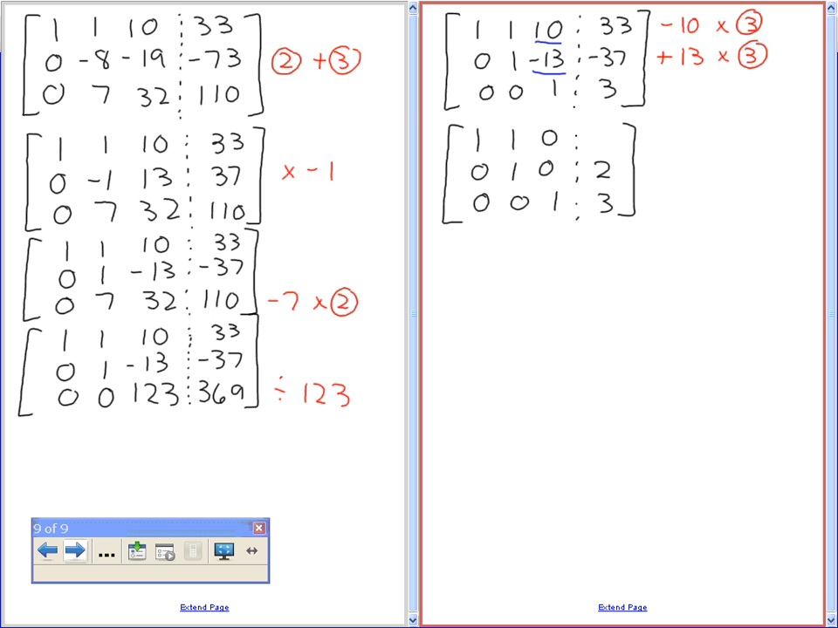What did I just discover? What does 0, 1, 0, 2 mean? Y is 2. That's right, it wasn't 2 invalid with these numbers here. And negative 10 times 3 is negative 30. 0, 1, 0, 3. Okay.